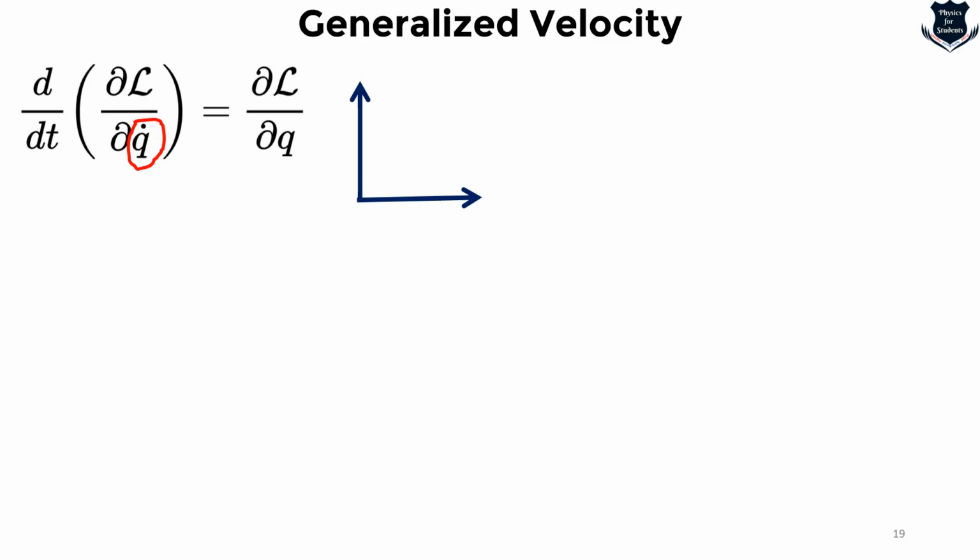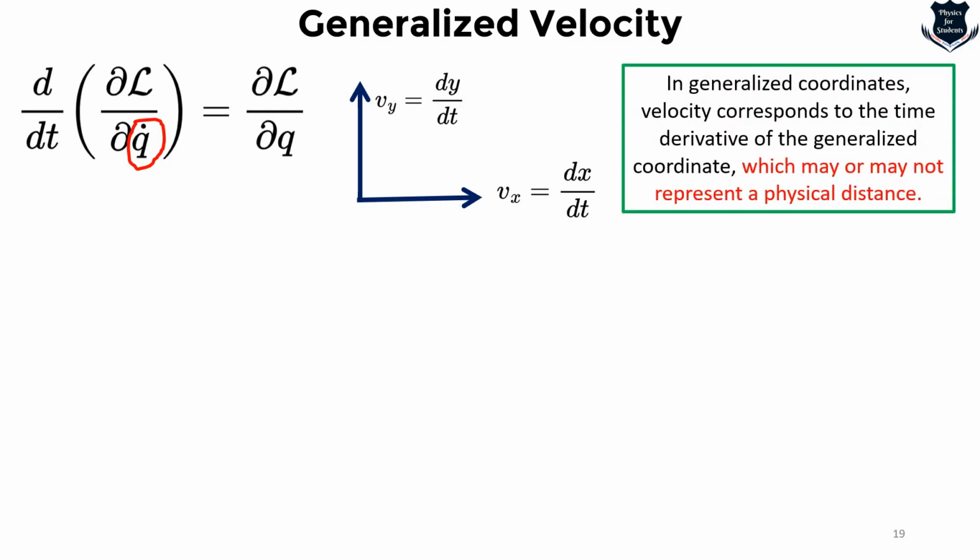So if I take a Cartesian coordinate, traditional velocity is straightforward. We say v sub x equals dx by dt, and v sub y is equal to dy by dt. Simple. So in generalized coordinates, velocity corresponds to what we call the time derivative of the generalized coordinates. Velocity obviously has to be a derivative. So it is a derivative of what? Not the usual Cartesian coordinate, but the generalized coordinate, which we have just seen in the video.